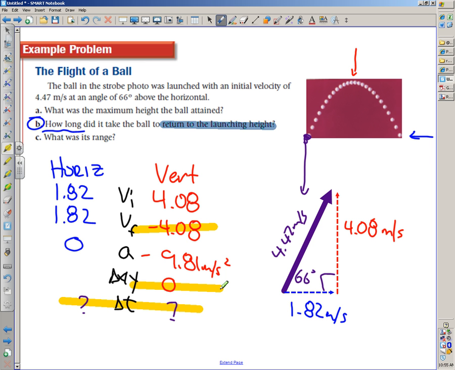Now, do we have enough information to solve for time? Yeah, there's a couple of ways you can do it. We didn't do any calculations to fill in those two values. That's just our knowledge of projectile motion helping us get more information, because we really want to solve for time, right? So, go ahead, solve for time.